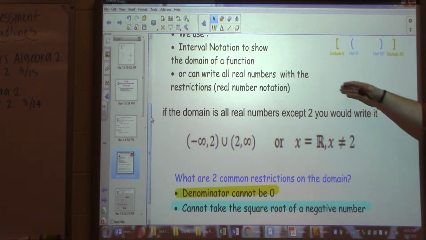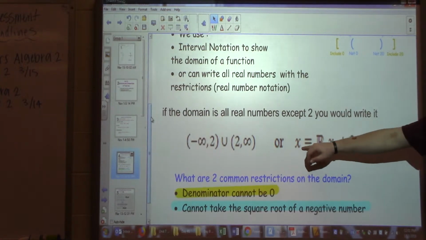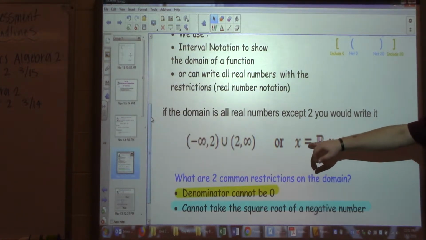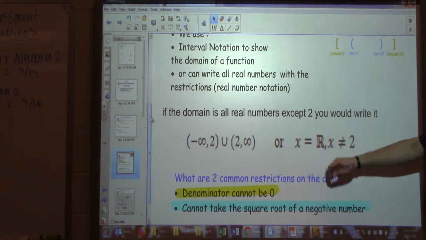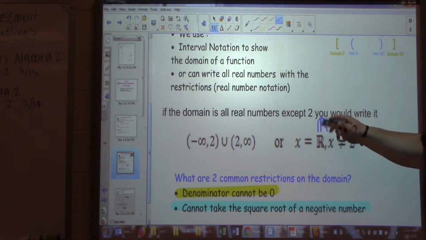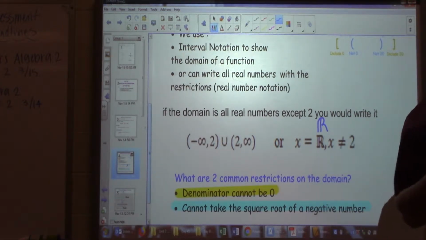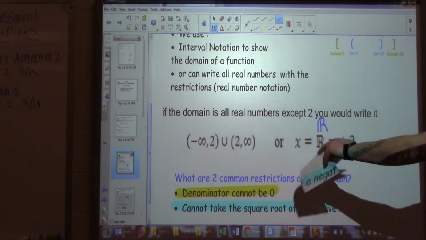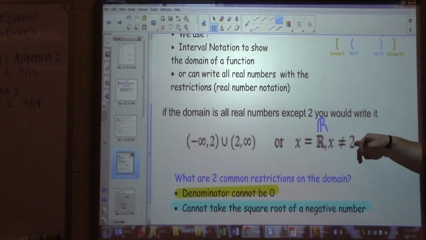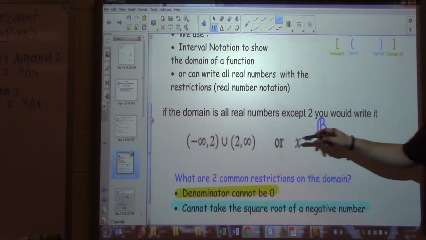Now, if we're doing real number notation, we'd say x is in the real number set. This isn't x equals R. Right? X is in the real number set. That's what that R is. A lot of times you'll see me write it with an R with 2 tails. That means the real number set. It means any number that's a real number. Okay? So x is in the real number set, but x cannot equal 2. So this is real number notation, and that was interval notation.